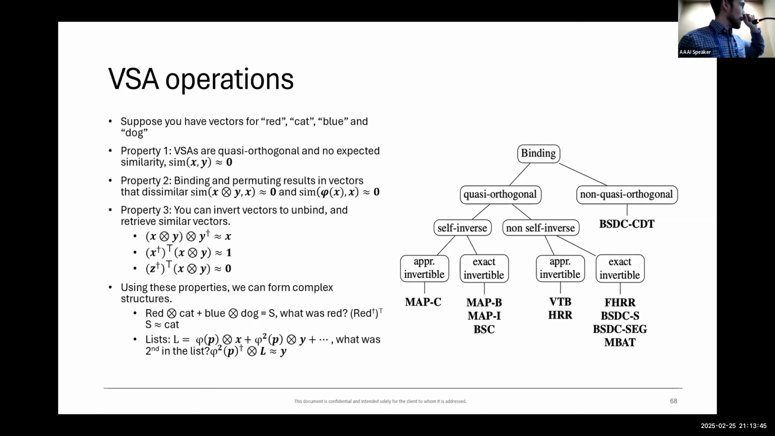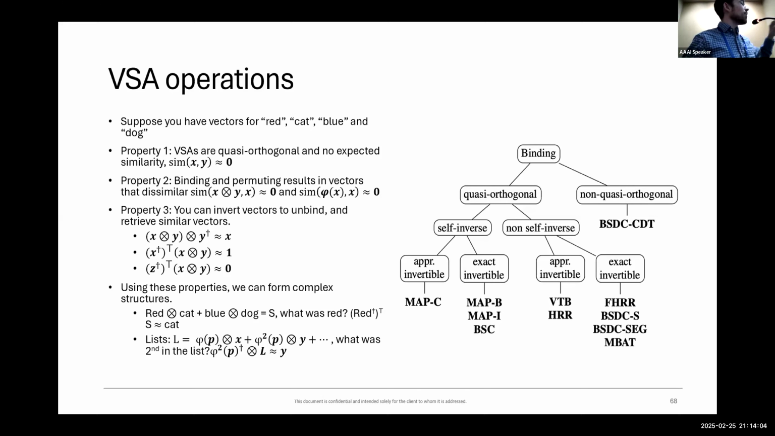You can also invert vectors to sort of unbind something. So I have a sentence vector that represents the red cat and the blue dog. I can ask what was red by unbinding with the vector for red. Depending on which VSA you use, how you define unbinding is a little different, but that's fine.